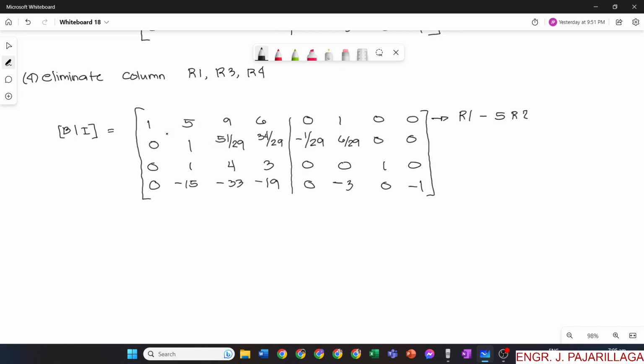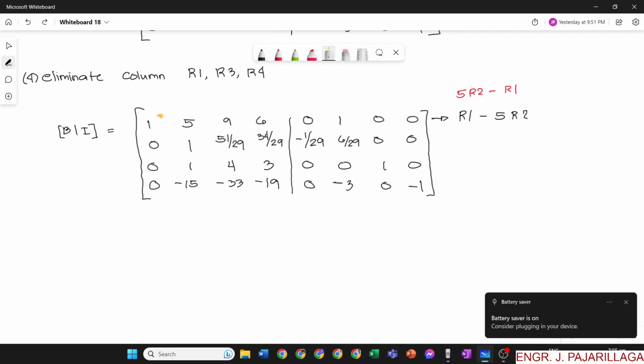So, importante kasi na hindi natin mababago yung value na to. Kung ang ilalagay mong equation is, for example, 5R2 minus R1, mamamali ka. Why? Because if you apply that on this element, this will become 5 multiplied by 0 minus 1. And then ito, magiging negative 1 na siya. Which is hindi dapat. Diba? Dapat positive yan. Kasi this should be an identity matrix. Okay? Wait lang for a while. Mag-charge lang ako.